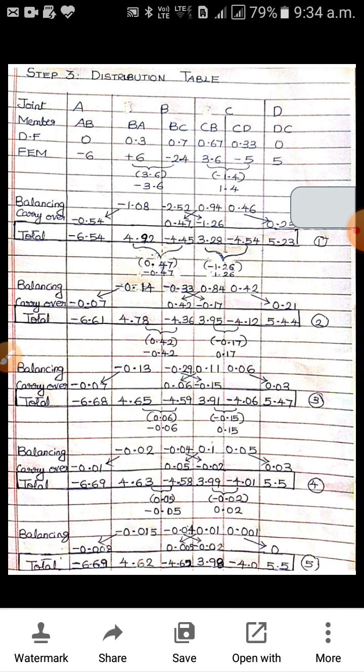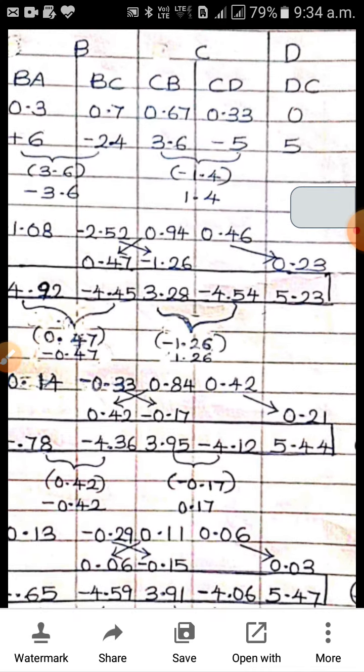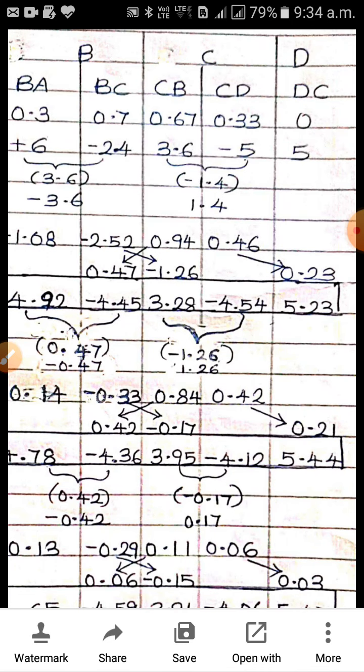So again, carry over. I told you, from one joint to the other. From B it will be carried over to A. So BA to AB. And then from B to C it will also be carried over. So B and C, what is near? BC and CB. So BC to CB, this arrow mark, and CB to BC, this arrow mark. And here again from C to D, CD to DC.